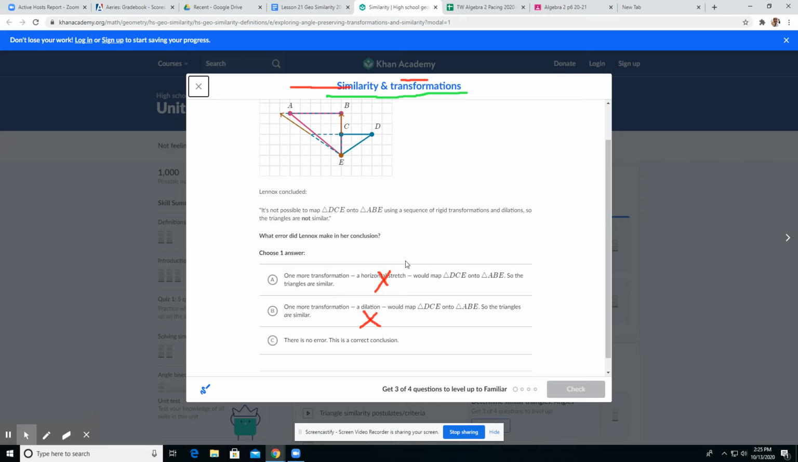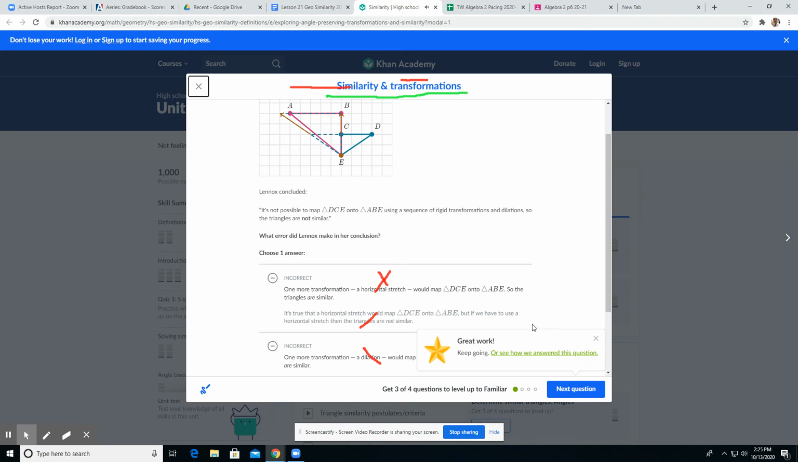So just read through it, go through all the answers, and make sure you check off everything and cross out things that are not true. Okay, let's go ahead and do one more. They're all a little bit different.